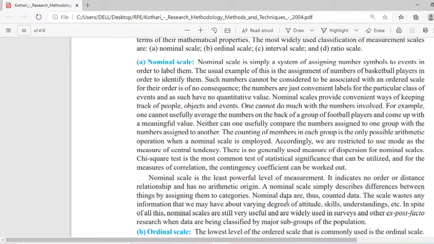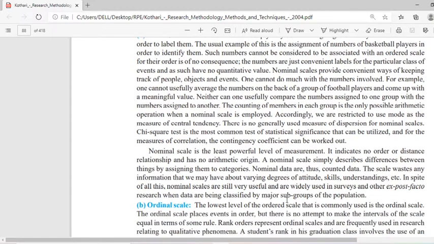So nominal scale is simply a system of assigning number symbols to events in order to label them. For example, male, female. Just that scale is called nominal scale. We are just assigning the numbers, 1 for male and 2 for female, and that is an example of nominal scale.